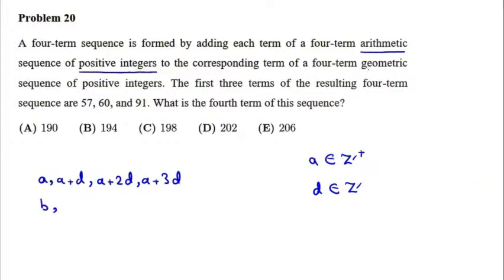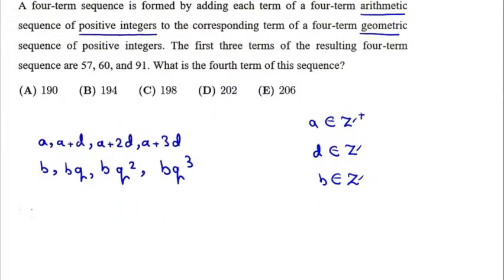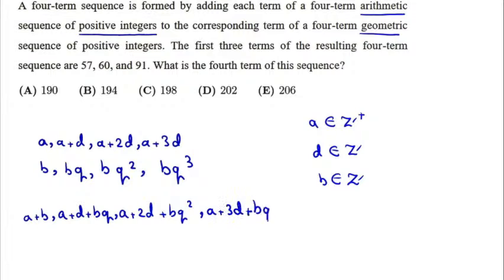So, the geometric sequence. Call this one B, BQ, BQ squared, BQ cubed. Now here, we can say B is also an integer, because B is an integer, then multiply by Q, and all these terms should also be integers. Now, first thing, it says we add these terms. The first term is A plus B, the second term is A plus D plus BQ, the third term is A plus 2D plus BQ squared, the fourth term is A plus 3D plus BQ cubed. Now it says the first three terms are 57, 60, 91. And the last term, what is the fourth term? We want to find it.